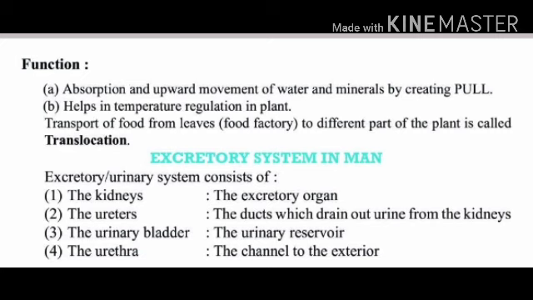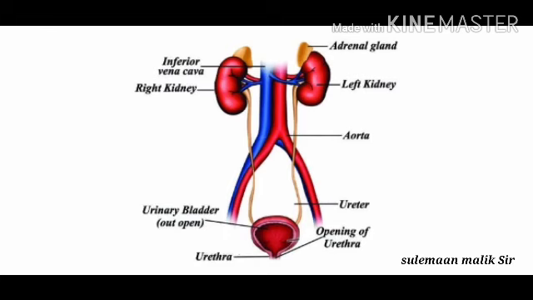Next we have the excretory system in man. In the excretory system, we have the kidney, ureters, urinary bladder, and urethra. So these are the four parts and I had explained their functions. Now in the next video you will have to draw the same diagram in your notebooks. The same diagram is being shown, and you will have to draw it very neatly and cleanly in your notebooks.